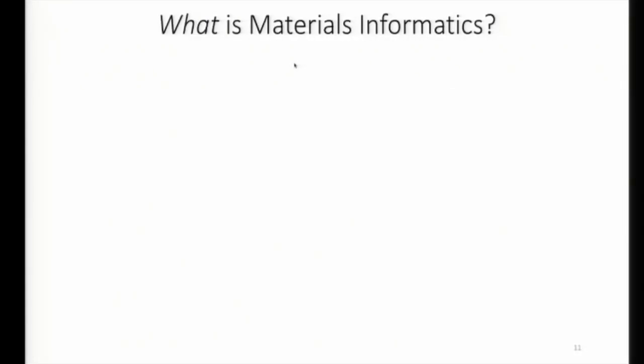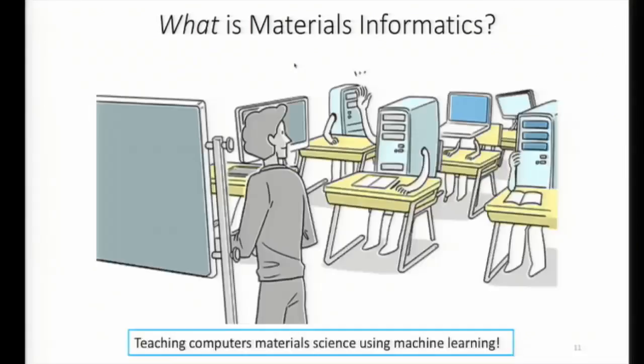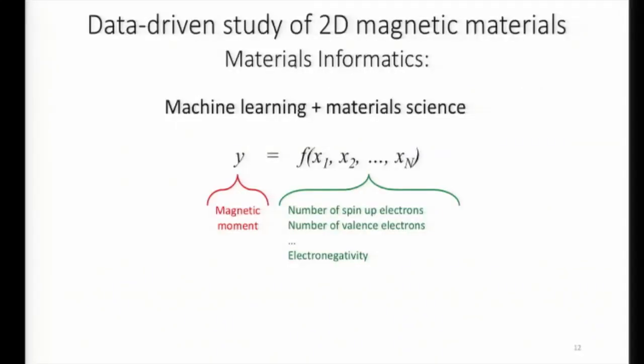Now we've talked about what is materials informatics, but I haven't really explained it. You know, a picture is worth 1,000 words. It's kind of like teaching computers material science using machine learning. Now this is just a joke, but there's no laughter. No, really, it's the combination of machine learning and material science, where the goal is to predict the magnetic moment.